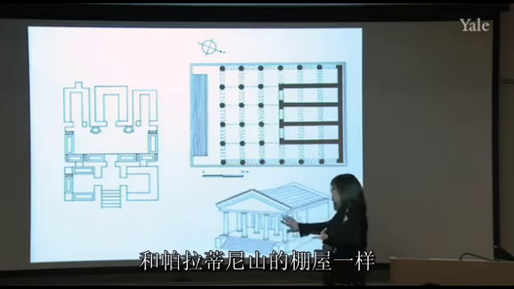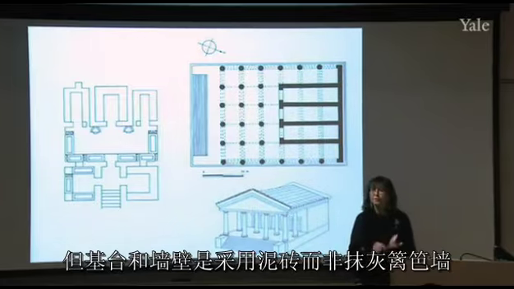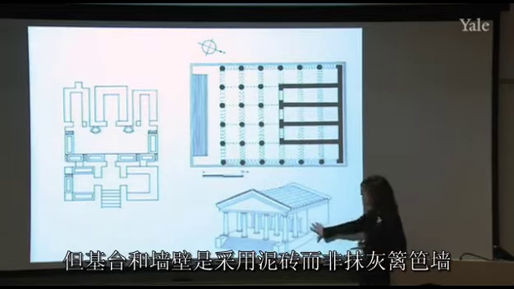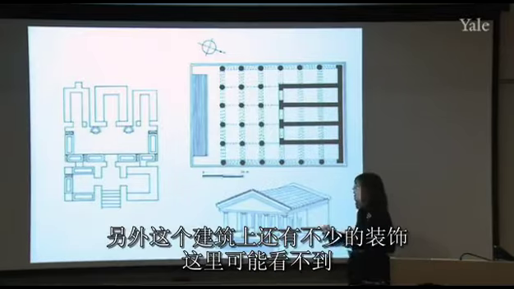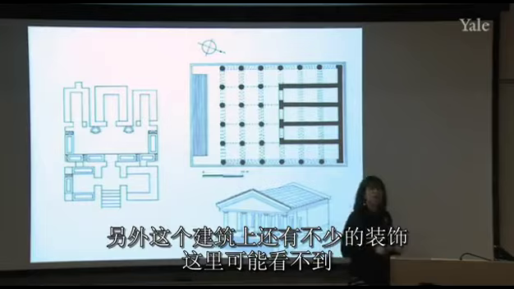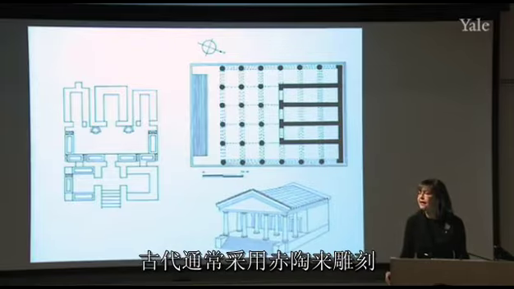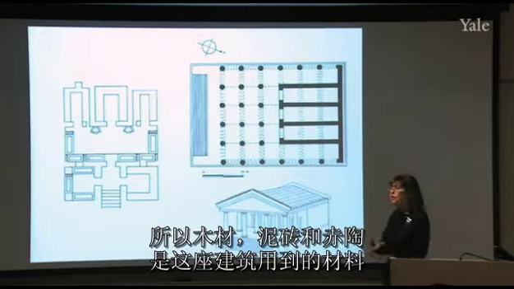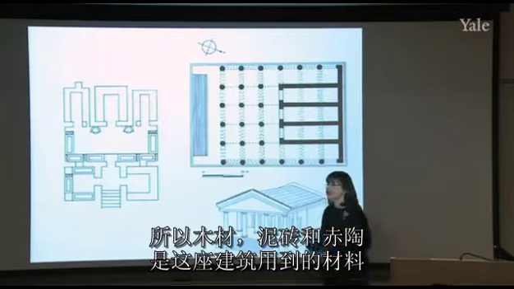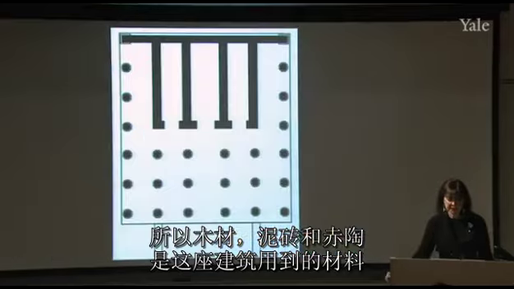Wood for the columns and the superstructure. Mud brick, not wattle and daub, but mud brick for the podium and for the walls. And then the structure had quite a bit of decoration. You don't see it here, but quite a bit of sculptural decoration in ancient times, and this was made out of terracotta. So wood, mud brick, and terracotta were the materials used for this particular building.